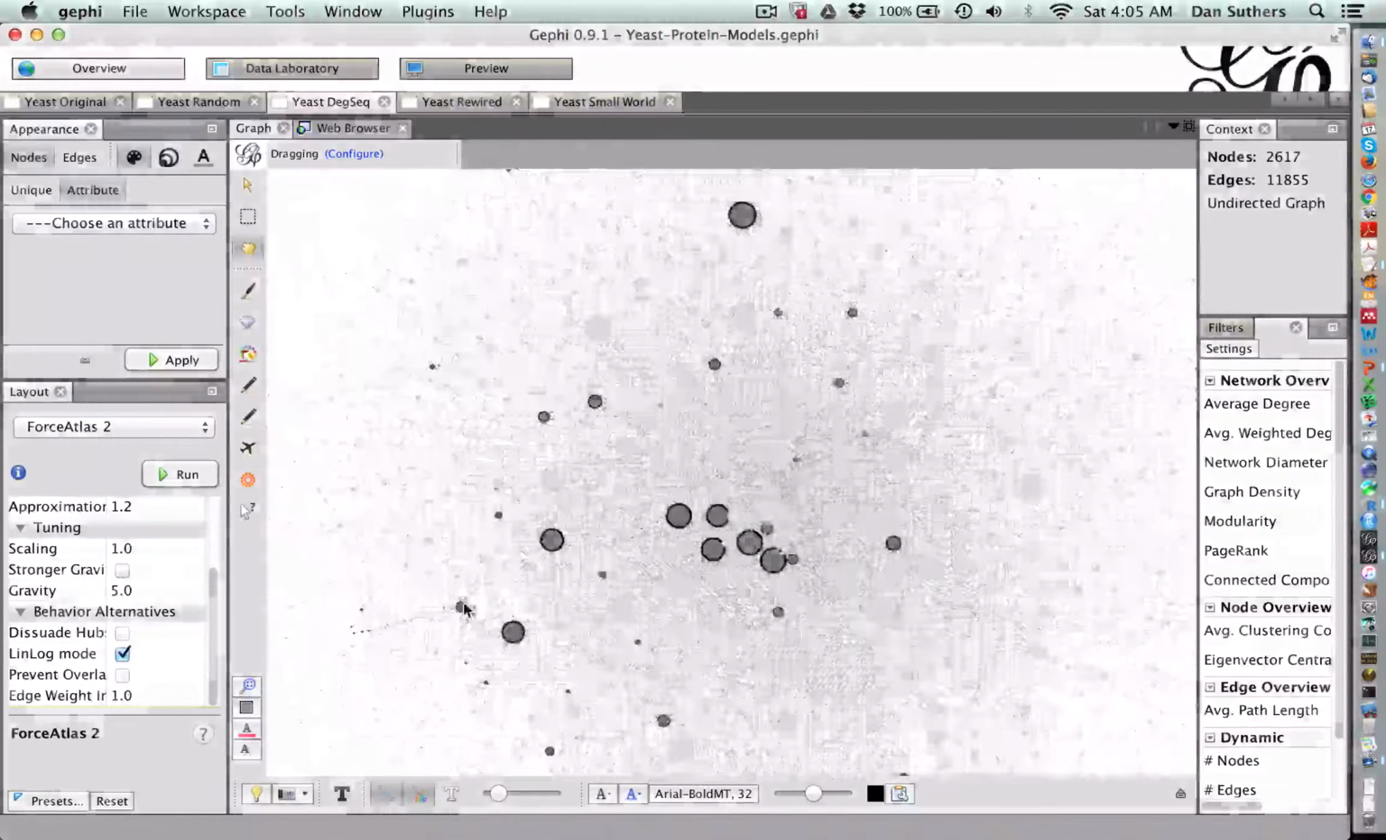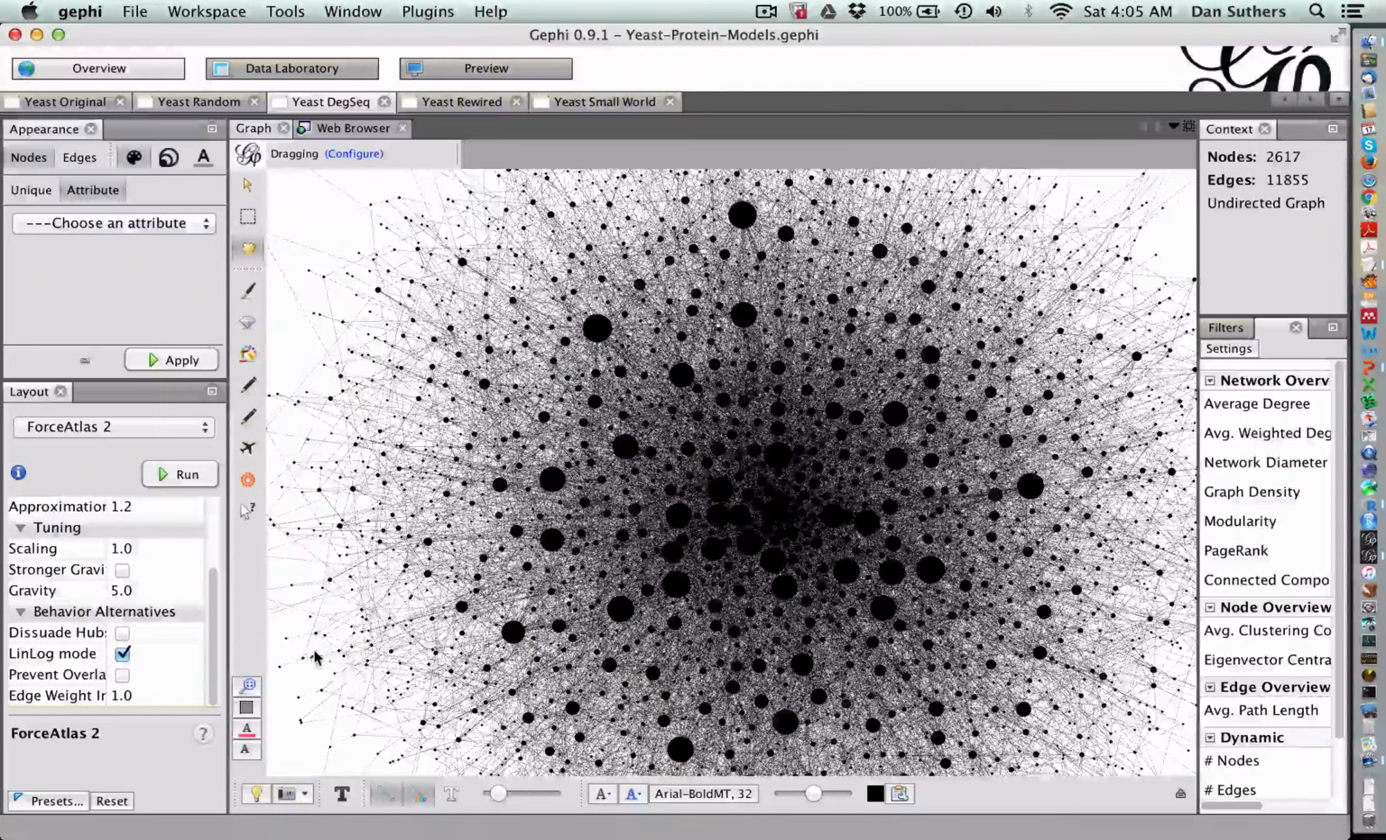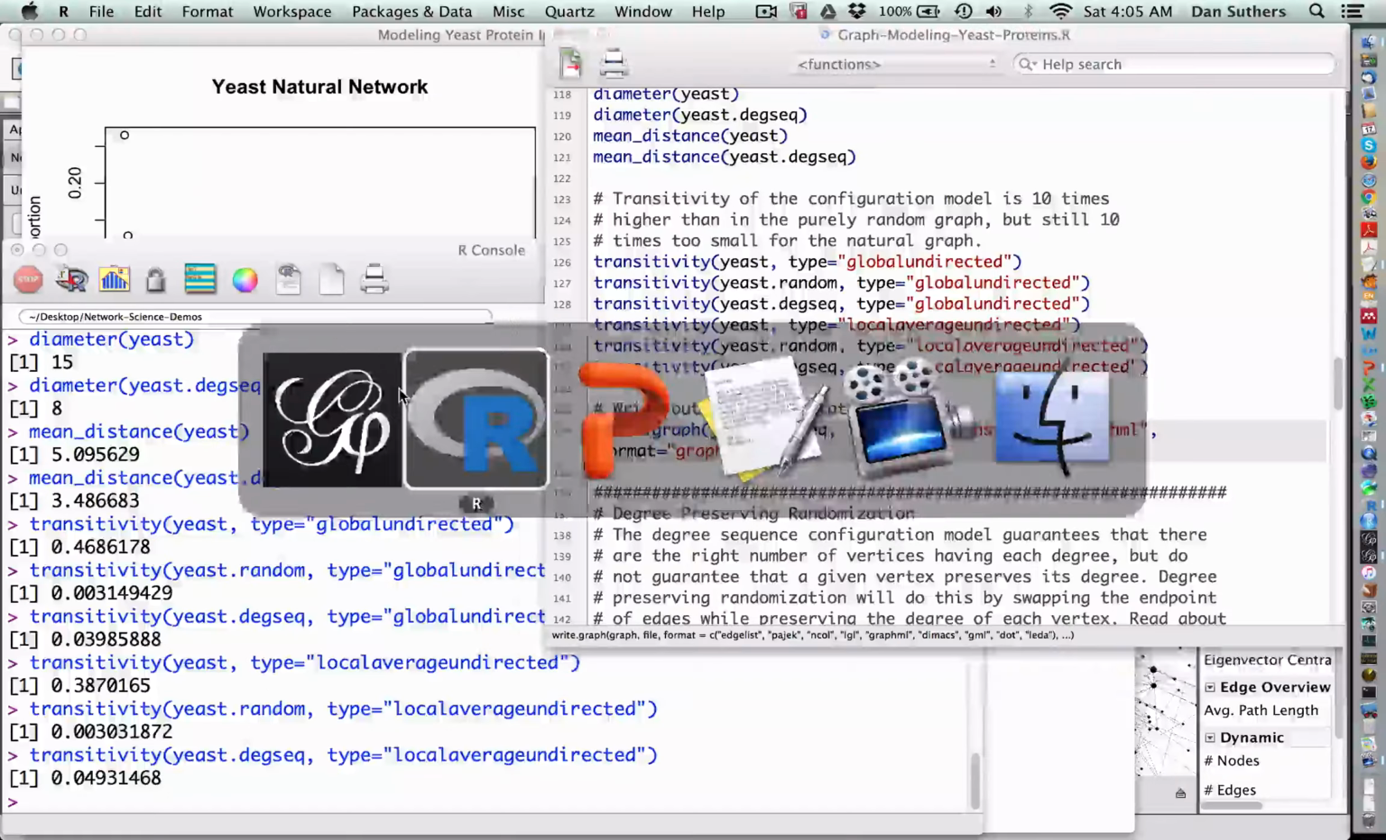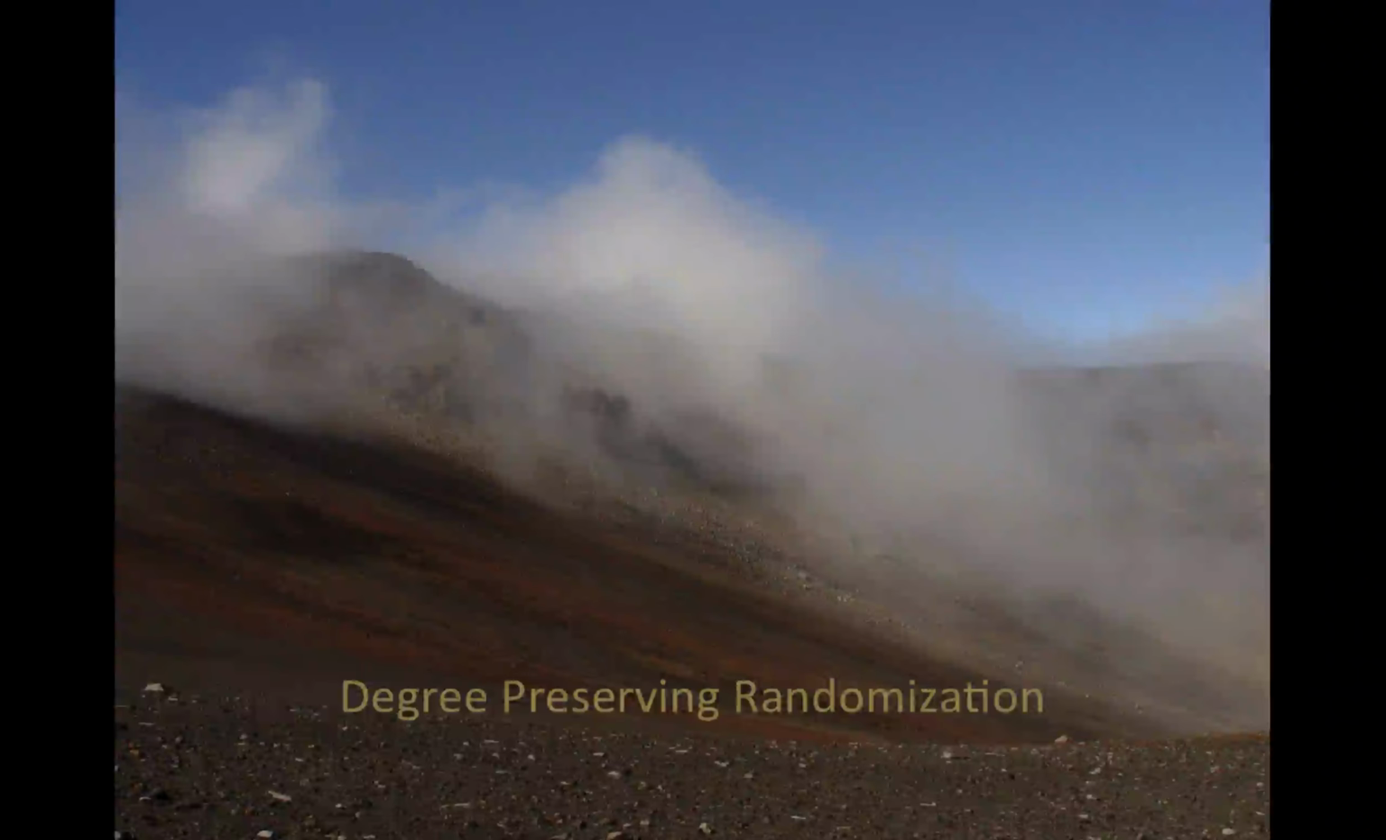because the degrees of the nodes are exactly the same, at least in terms of the distribution, but the connectivity is entirely different, which is what gave us issues with the transitivity and maybe also with the distances not being quite right. Next, we're going to look at degree-preserving randomization.